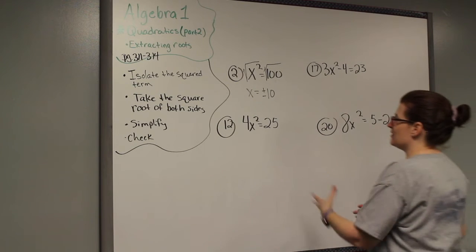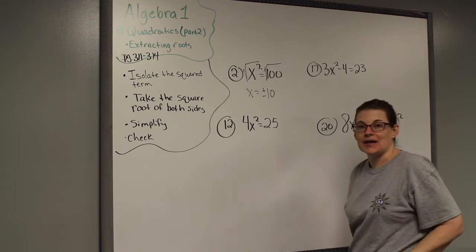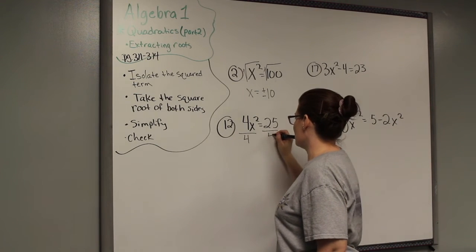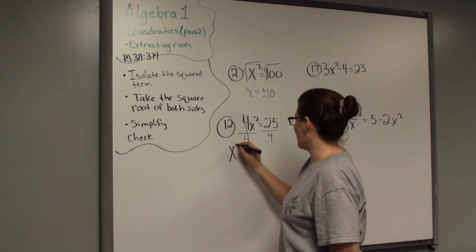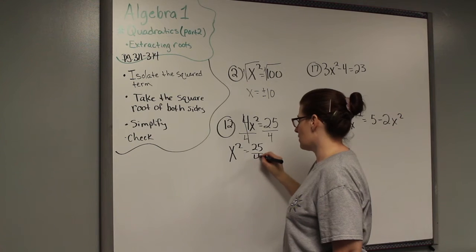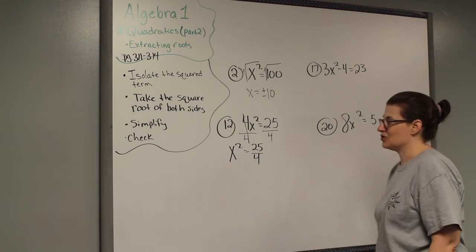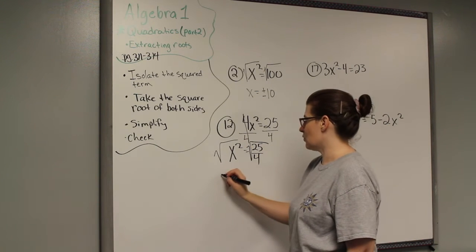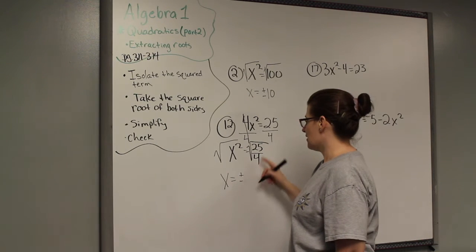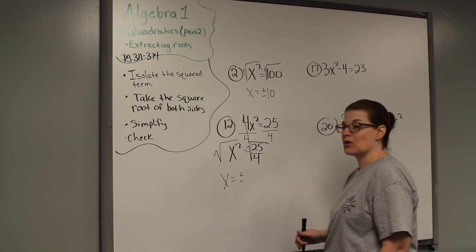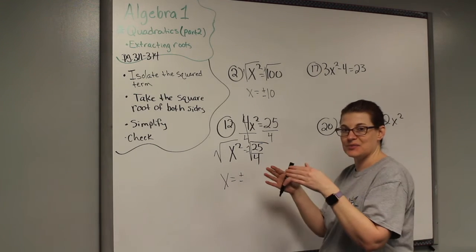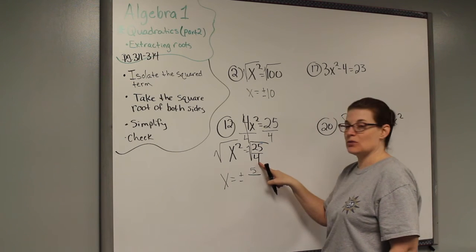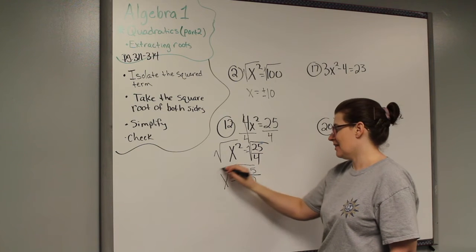So let's move on. 12 is a little bit harder. X squared is not by itself. All right, 4 is being multiplied, so we must divide first. Okay, so I have x squared equals 25 over 4, and 4 doesn't go in there wholly, so I'm going to leave it as a fraction. Then take the square root of both sides. Okay, the square root of x squared is x. The square root of 25 over 4, when you have a radical around a fraction, do the top separate and the bottom separate. Square root of 25 is 5. The square root of 4 is 2. And that is my answer.